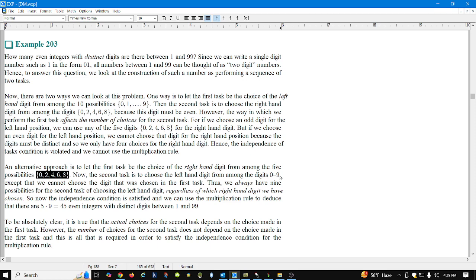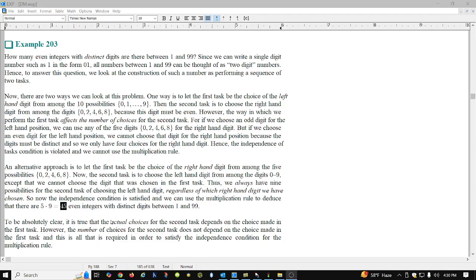Once we choose the right-hand digit, there are 9 choices for the left-hand digit, not 10, because we can't choose the same digit again. But there are always 9 choices. It doesn't matter whether you choose the right-hand digit to be 0, 2, 4, 6, or 8. Whatever you choose, that one integer is eliminated from your possibilities for the left-hand digit. So that's 9. Now the multiplication rule tells us that we have 5 choices for task 1 and 9 choices for task 2, and so we get the product 45 even integers with distinct digits between 1 and 99.